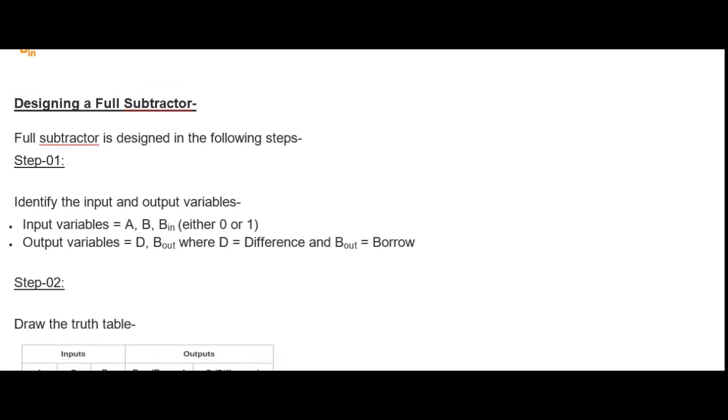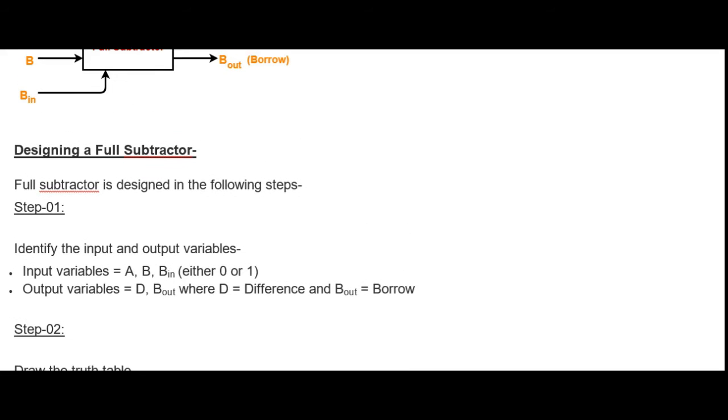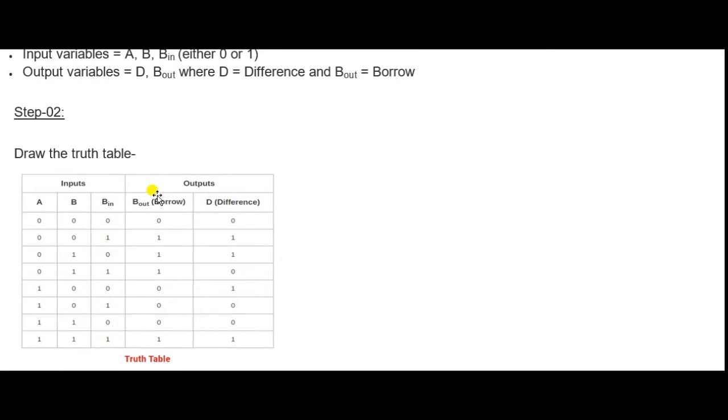Step number 2, draw the truth table. Truth table has input part and output part. In the input part, we have to mention the input variables, whereas in the output column, we have to mention the output variables. For 3 input variables, a total of 8 combinations are possible: 000, 001, 010, 011, 100, 101, 110, 111.